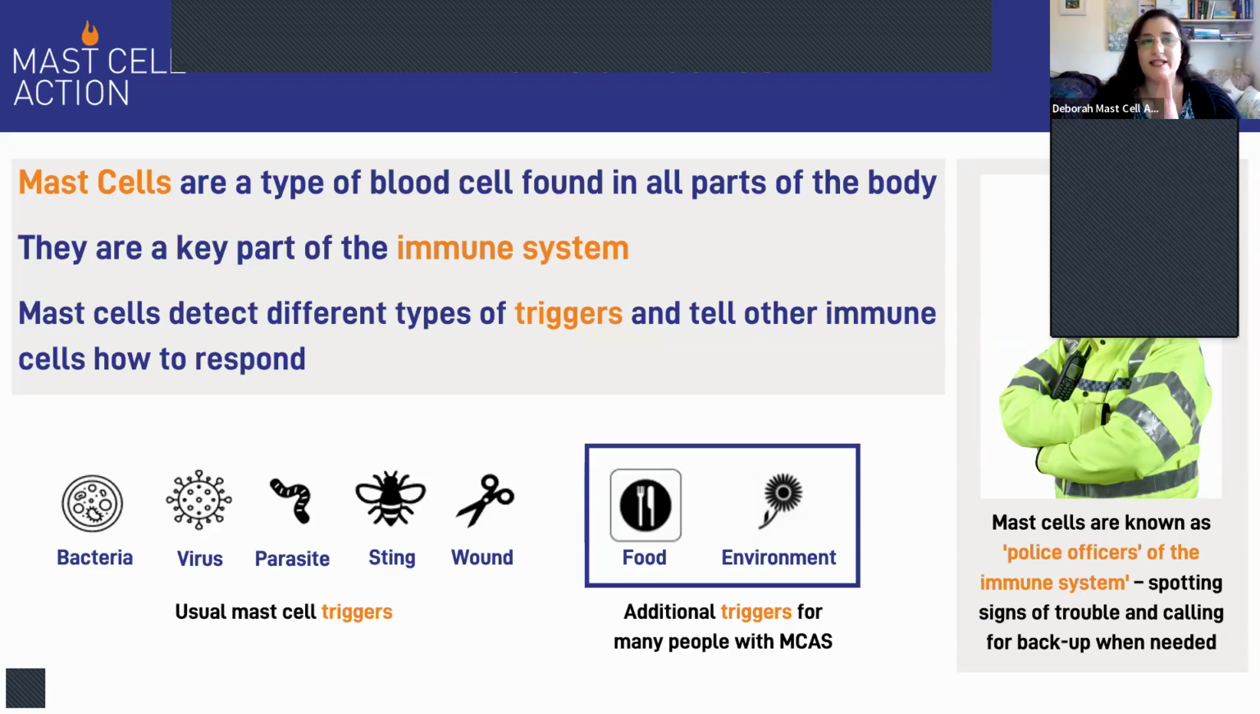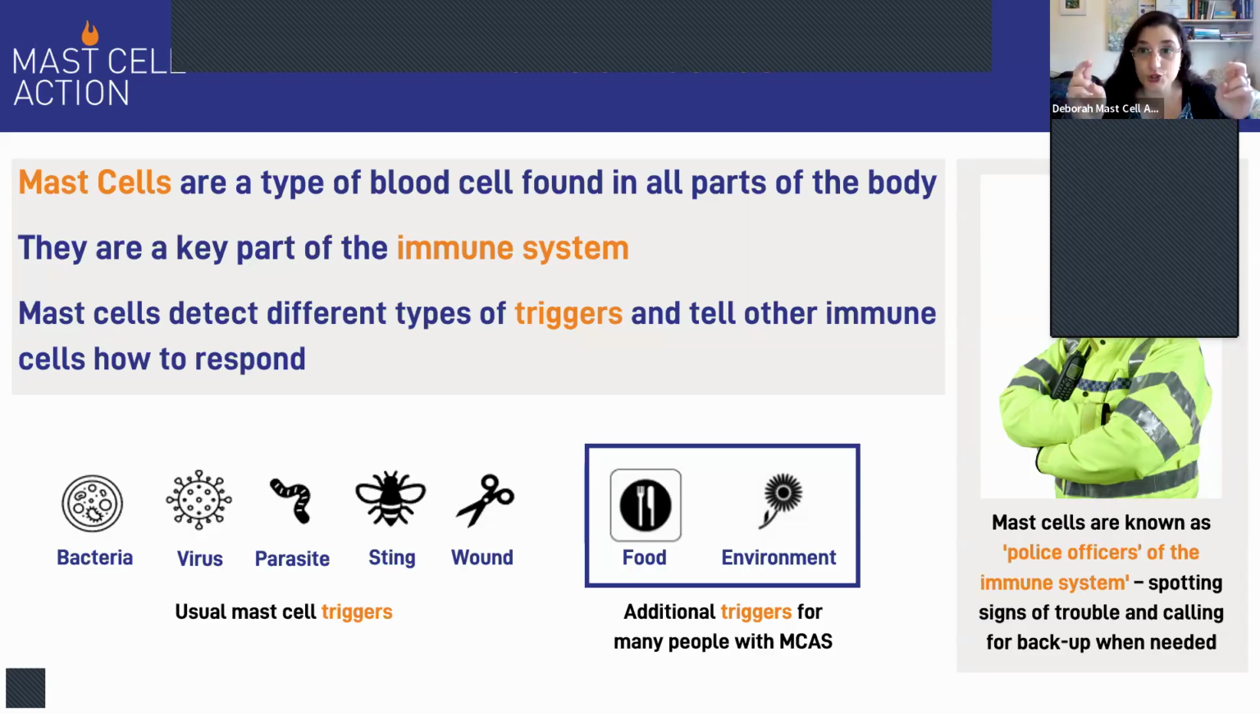And they detect incoming dangers, incoming triggers, and release chemicals known as cytokines, which are messengers that tell other immune cells what to do. So they're often referred to as the police officers because they're like the first line of defense and they're like, oh, hello, guys, I think we've got some trouble here. And they spot things and they start releasing their cytokines.